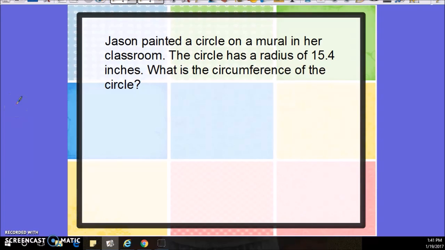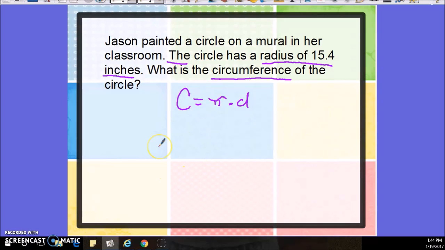Go ahead and write this down in your interactive notebook. Jason painted a circle on a mural in her classroom. The circle has a radius of 15.4 inches. What is the circumference of the circle? The first thing we're going to do is underline the important information. What is given is that the circle has a radius of 15.4 inches, and what we're looking for is the circumference. Cherry pie is delicious. That's our formula. Circumference is equal to pi times diameter.